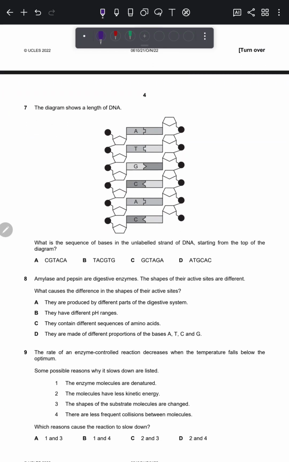The diagram shows a length of DNA. What is the sequence of bases in the unlabeled strand of DNA? So we have to just remember this: A goes with T and C goes with G.